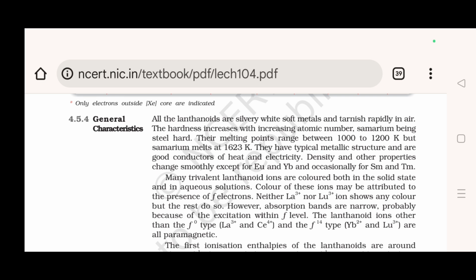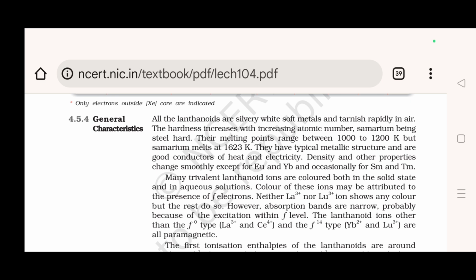Many trivalent lanthanoid ions are colored both in the solid state and in aqueous solution. Color of these ions may be attributed to the presence of f electrons. Neither La3+ nor Lu3+ ions show any color, but the rest do so. However, absorption bands are narrow, probably because of the excitation within the f level.